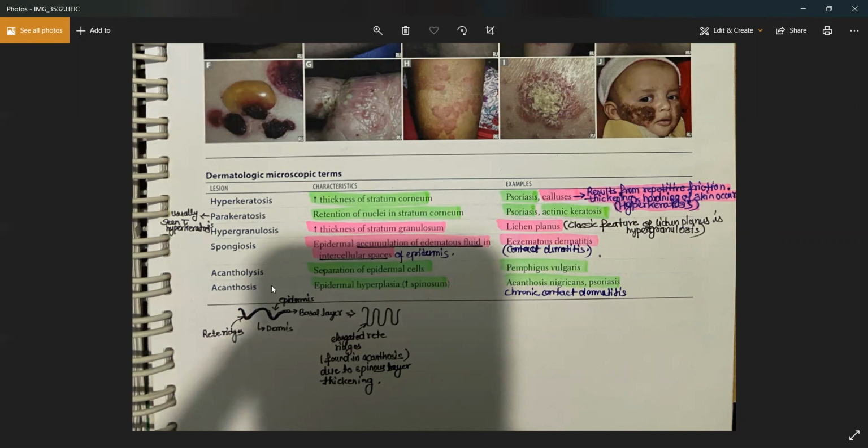Then you have the acantholysis, which is a separation of the epidermal cells. When the epidermal cells separate, that leads to acantholysis. This condition is generally seen in pemphigus vulgaris. And if you remember from the last page, pemphigus vulgaris causes antibodies against desmogleins. Very important.